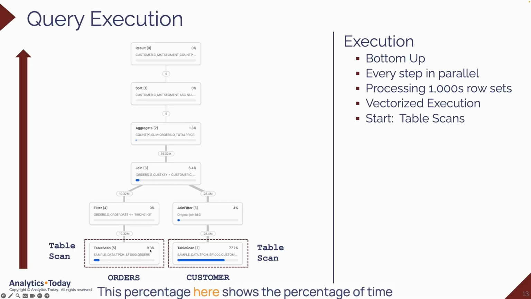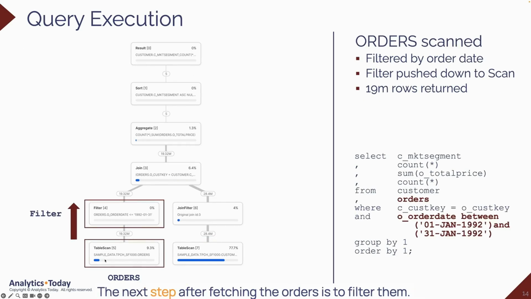This percentage here shows the percentage of time that it spent actually working on this operation. So here it spent 9% of its time table scanning the orders table, 77% of its time scanning the customer table, because this is the much larger of the two tables. But both of these are executed in parallel, and it's a vectorized operation, so it's sending thousands of rows up, and all of these boxes represent independent processes. The next step after fetching the orders is to filter them.